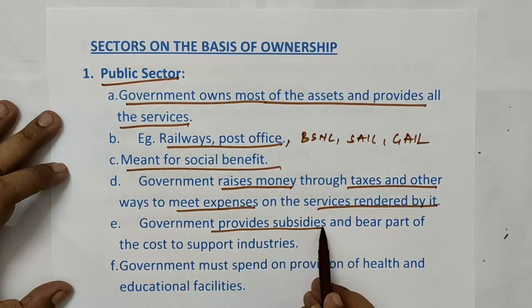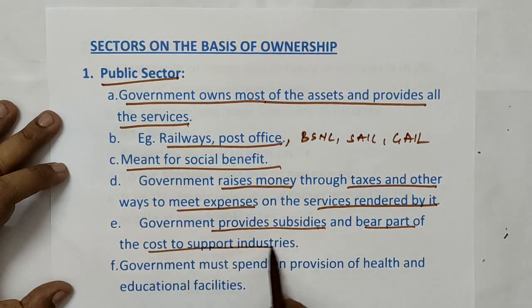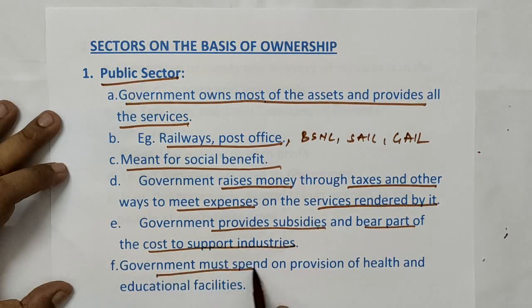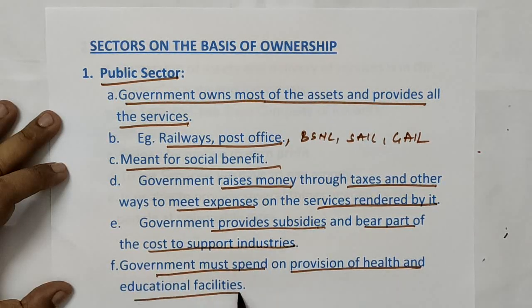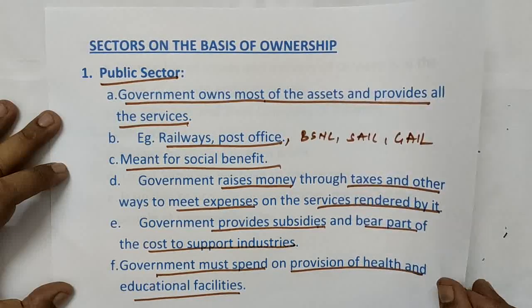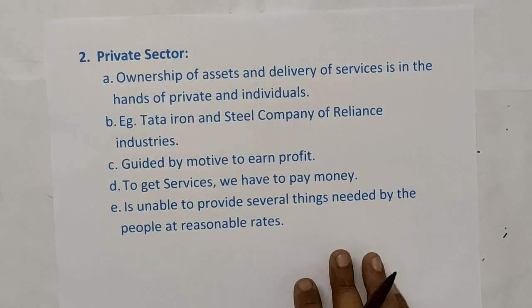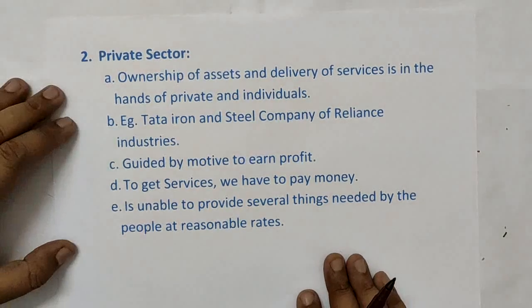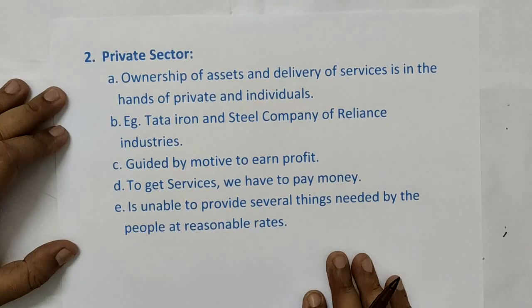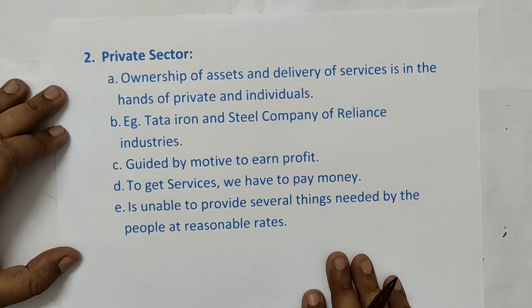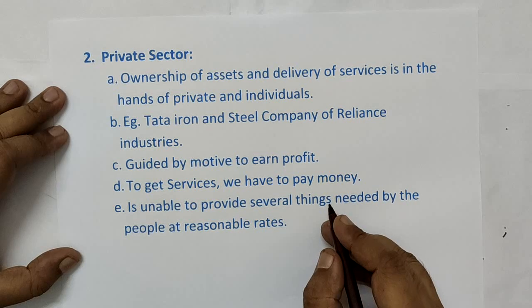The government provides subsidies and bears part of the cost to support industries. Government must spend on provision of health and education, since they are taking most of the taxes. That's why the services provided by the government, like government hospitals, basically charge very little fee for the doctors and so on.